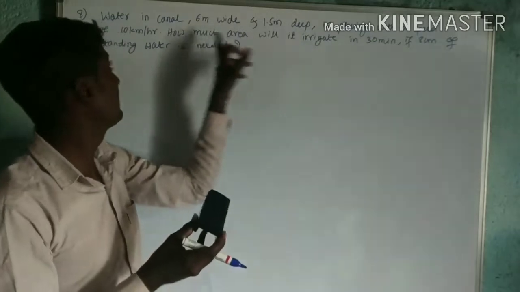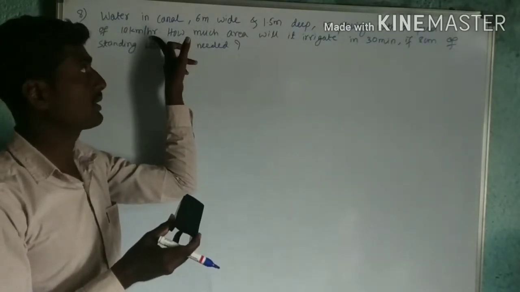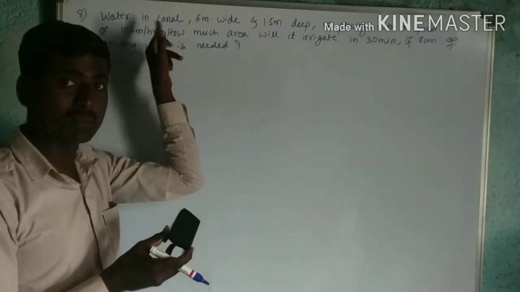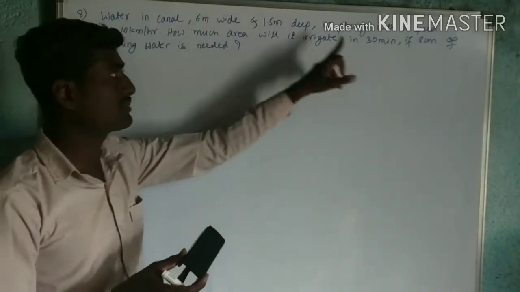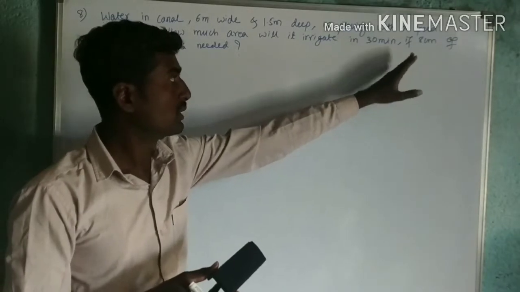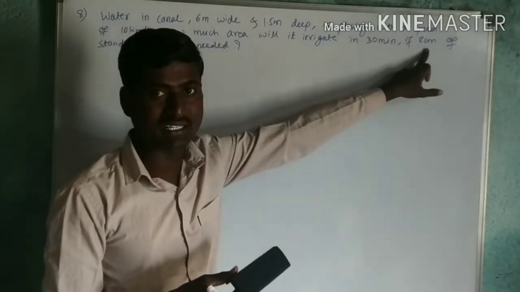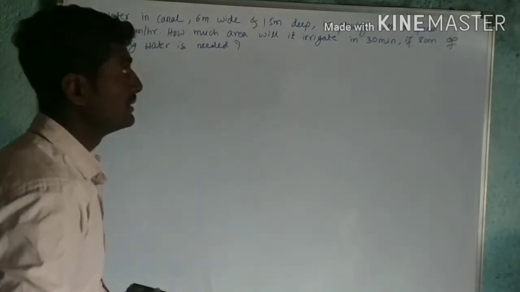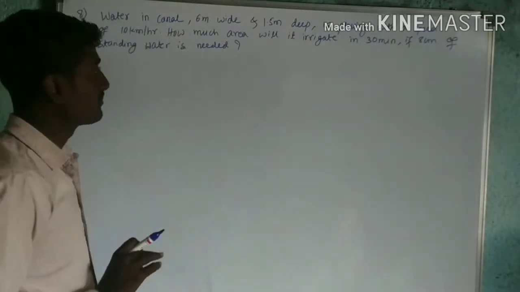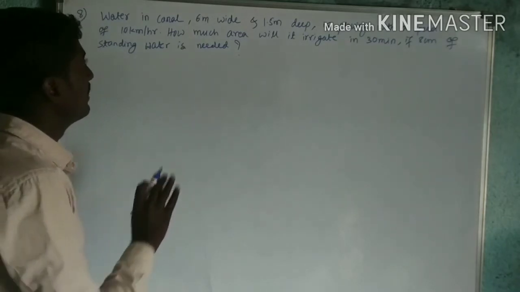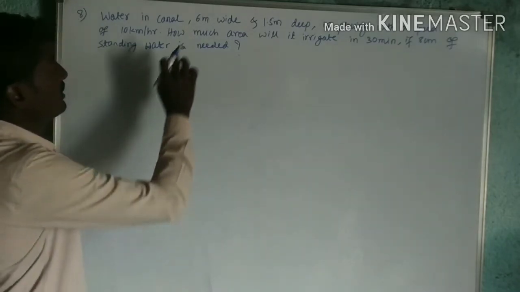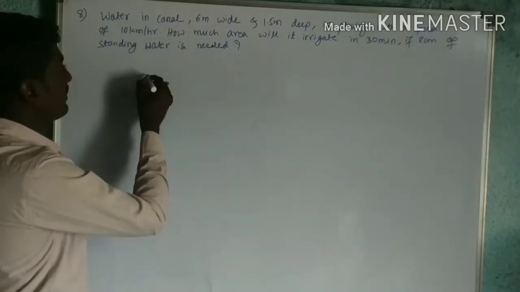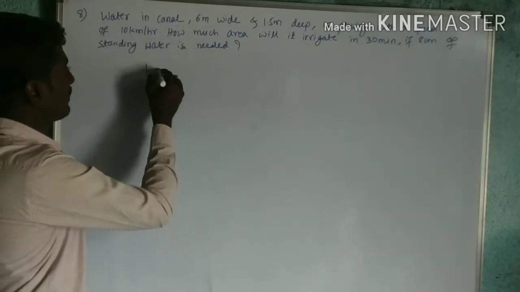But here the time is in minutes and the speed is in kilometer per hour, while the canal dimensions are in meters. I must convert kilometer in terms of meter and hour in terms of minute. The remaining 8 centimeter I must also convert in terms of meter. All the units must be the same.